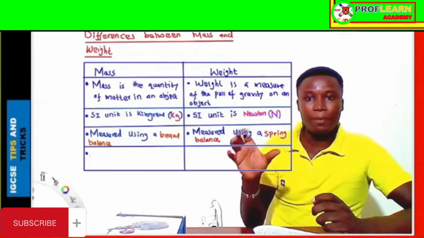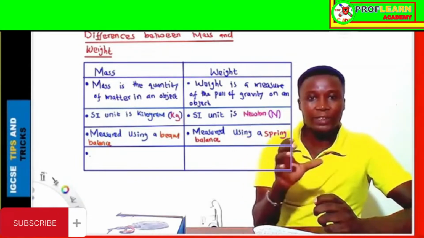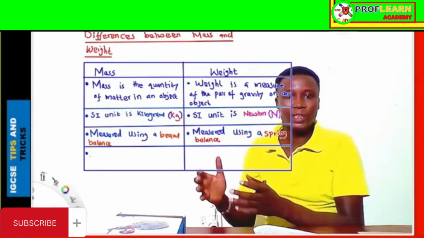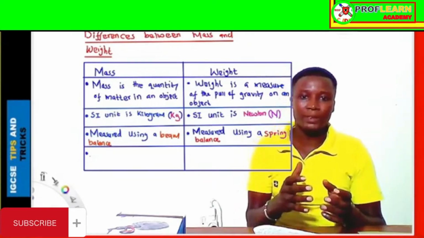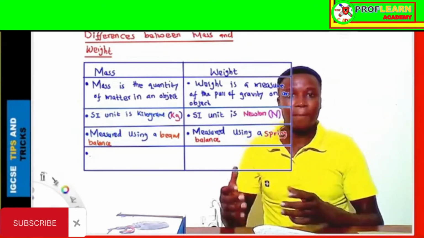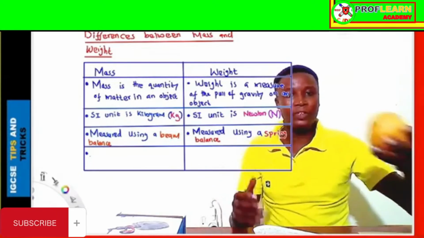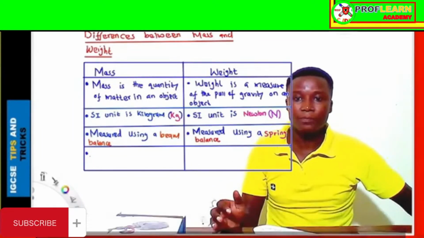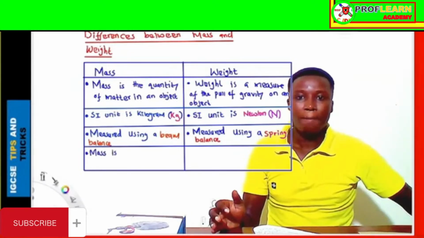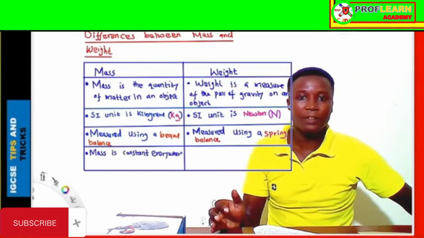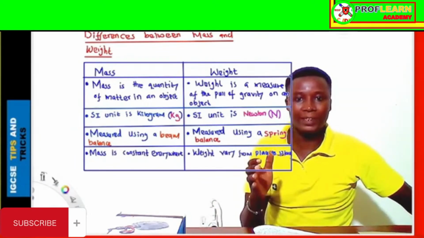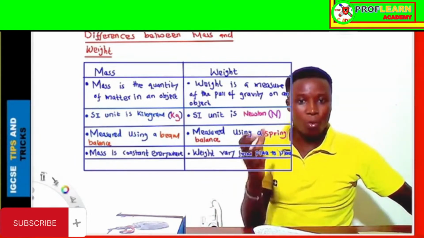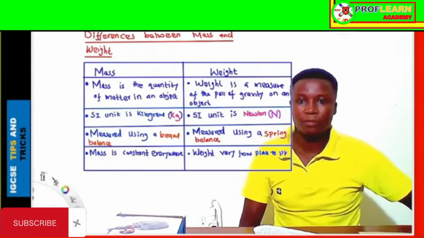We have stated that mass is the quantity of matter, whereas weight is the measure of the gravitational pull. So from this, you can come up with a difference in that mass is constant everywhere, whereas weight varies from place to place. We can say mass is constant everywhere, whereas weight varies from place to place. So on the moon, the weight of an object will be different.